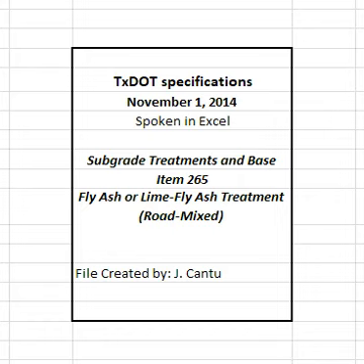Item 265. Fly ash or lime fly ash treatment, road mixed. 1. Description. Mix and compact water, fly ash (FA), or lime and fly ash (LFA), and subgrade, or base, with or without asphalt concrete pavement, in the roadway.